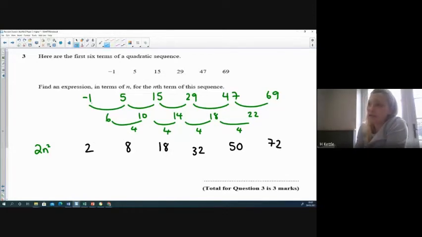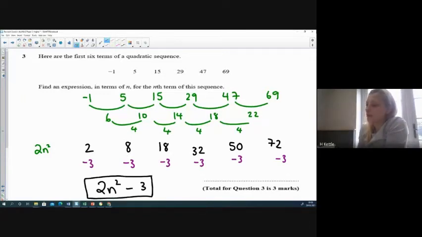So to get from 2 to -1, I need -3. Oh, they're all -3. This is boring. It's another boring one. It's not hard enough. Okay, so that would be the sequence 2n squared minus 3.